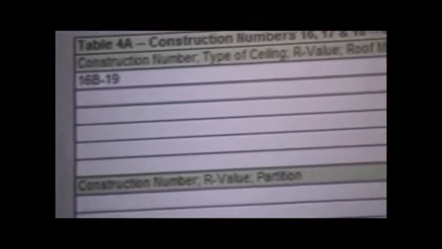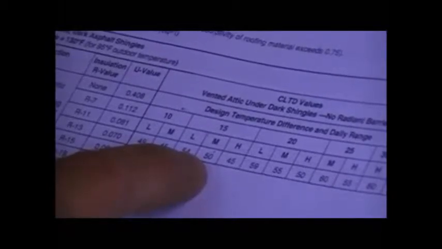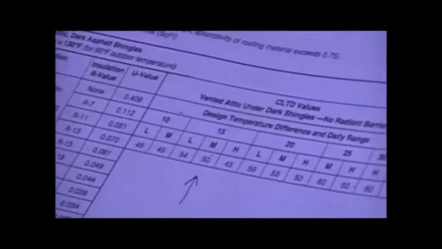Okay, in order to get our cooling temperature differential, we come back to our J manual, and if you recall, we had a 15 degree temperature differential and a daily range of medium. So I look up under that, and it tells me to use 50 degrees. That's based on degrees is what that's about. Where do they come up with those kind of figures?